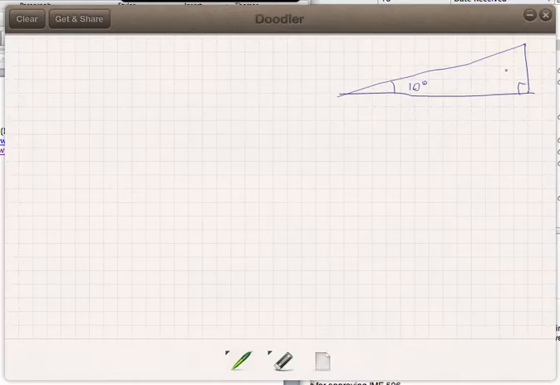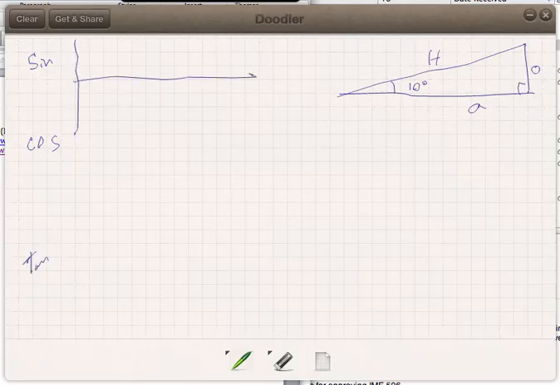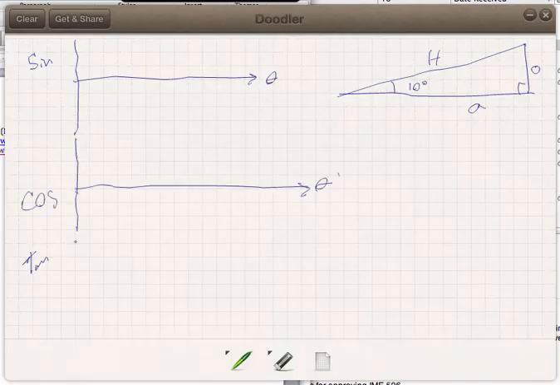So we have a 10-degree angle, a right triangle. This is the opposite side. This is the adjacent side. This is the hypotenuse here. Okay, what do these functions look like? If we were to draw sine, cosine, and tangent, let's draw an axis. Here's theta, there's sine, and here's cosine and tangent. All right, and this would be for 30 degrees, 60 degrees, 90 degrees.